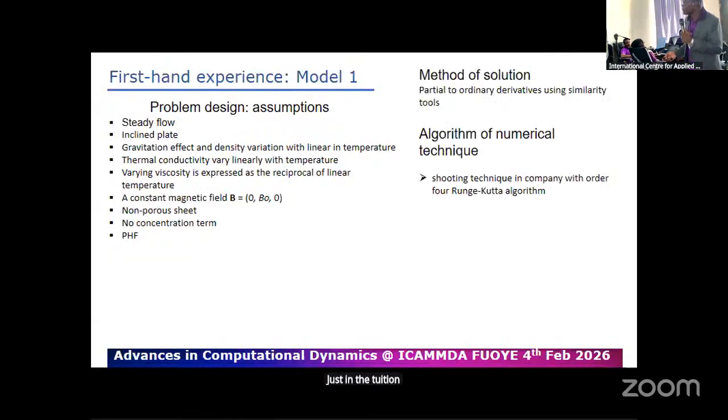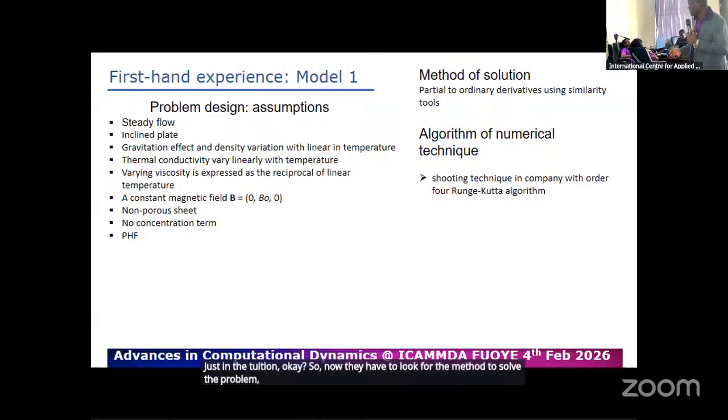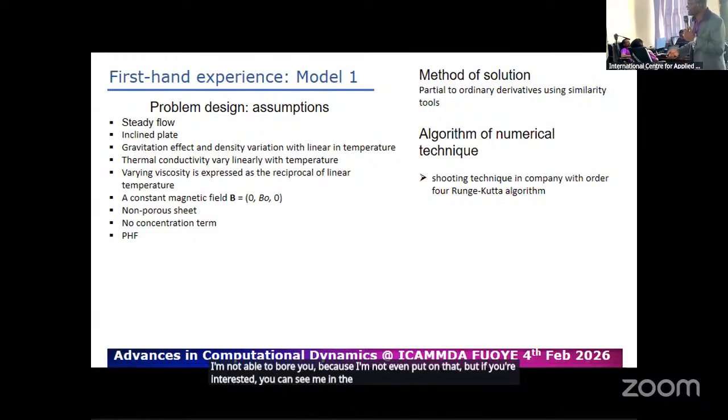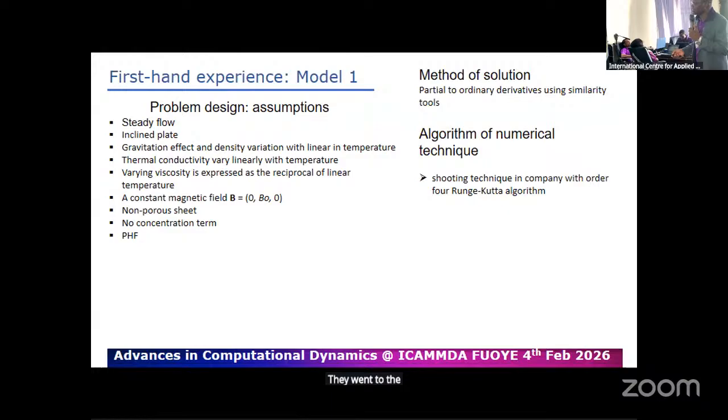Okay, so now we have to look for the method to solve the problem. And the method used in this first model problem is to reduce the partial to ordinary differential equations using similarity tools. I'm not going to bore you, but if you're interested, you can see me later and we'll talk about it. Then what is the algorithm that is used? That is the shooting technique. Okay, and there's a longitudinal method.